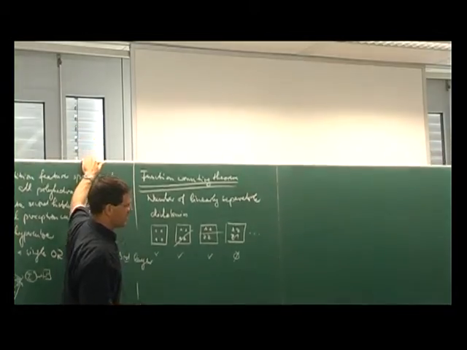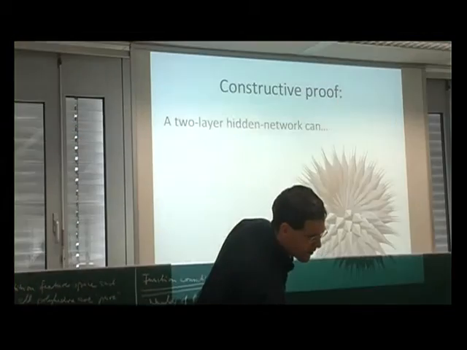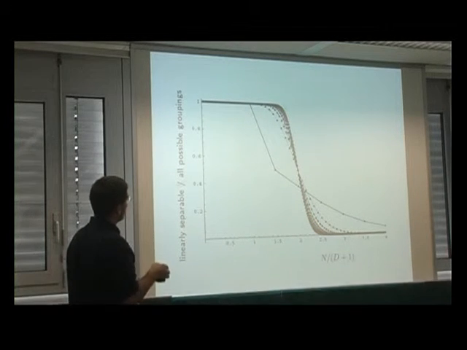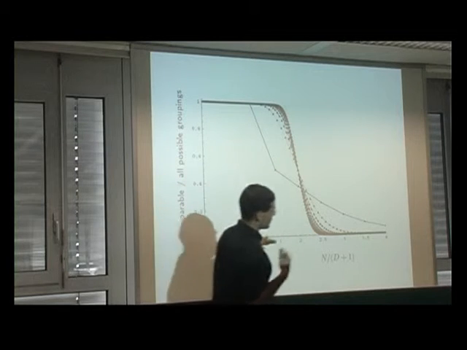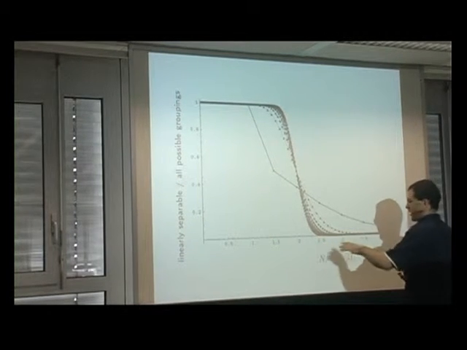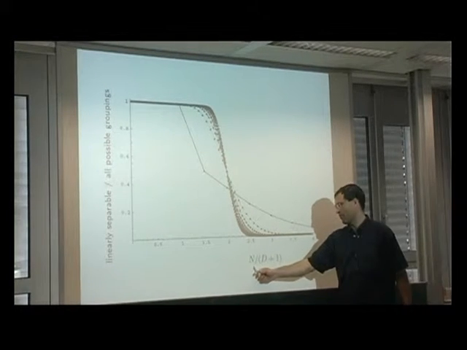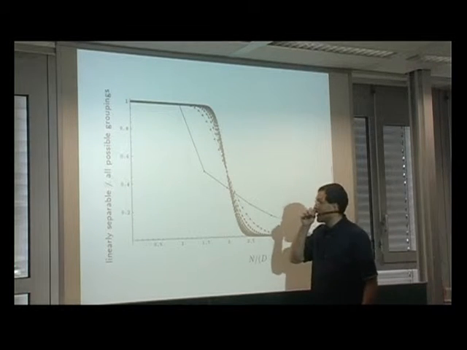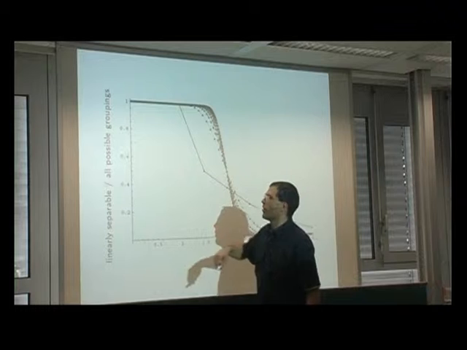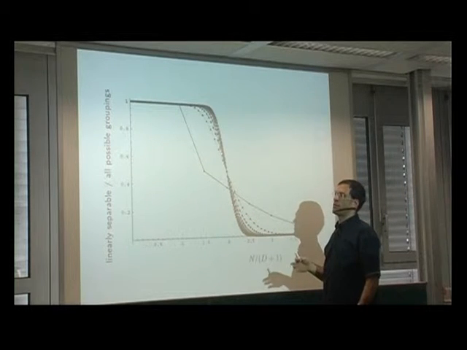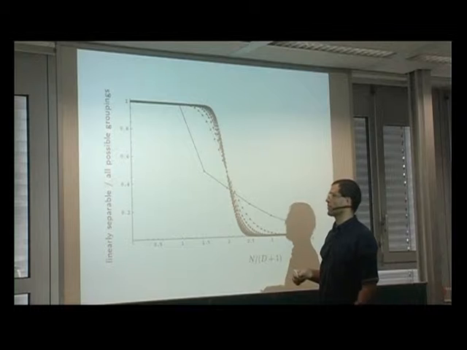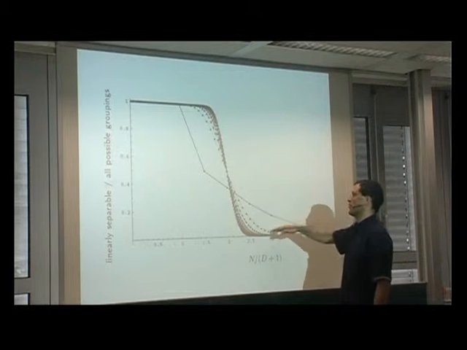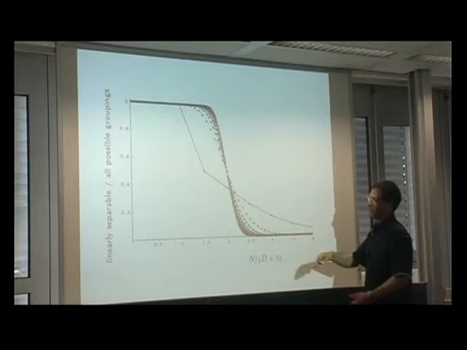And the result looks like that, and we will study the proof in a minute. So this plot takes a moment to understand. On the x-axis, we have the number of points divided by the dimensionality plus 1. And on the y-axis, we have the fraction of linearly separable dichotomies versus all possible dichotomies. And these curves that I've plotted are for different dimensionalities.